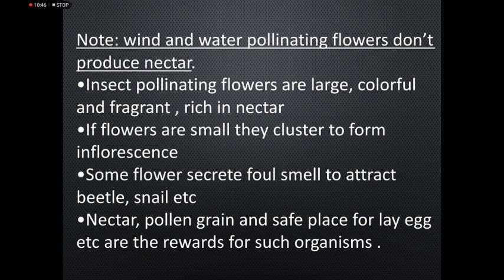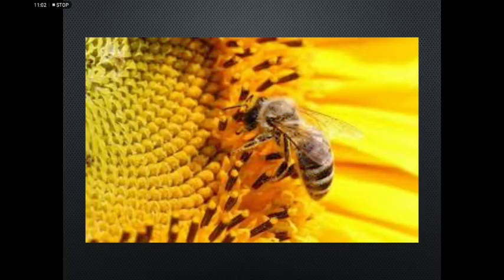One gains the benefit of transfer of pollen, that means the flower, and the other gets nectar, pollen grain, a safer place for eggs, etc. Here is a picture. In this picture, a honeybee collects nectar and pollen grain from a sunflower, and this honeybee also acts as a carrier of pollen grain. That means this honeybee is a pollinating agent here.